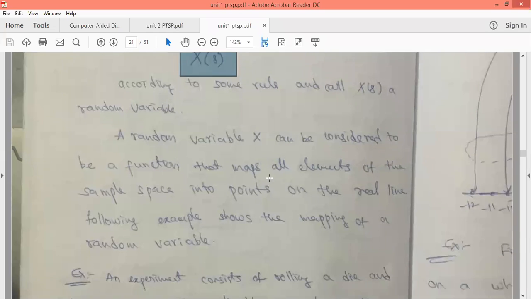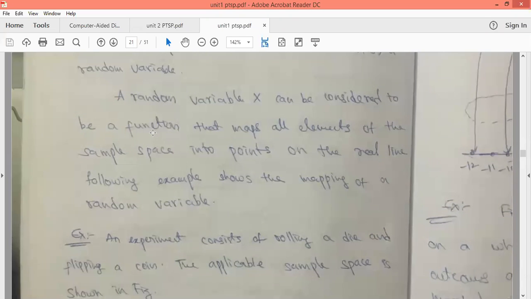So the random variable is what? It is a function. It will map all elements of the sample space onto points on the real line. That is why the random variable is very important here. It will map all the elements of the sample space onto the points on the real line.